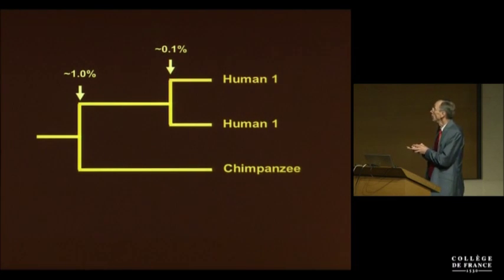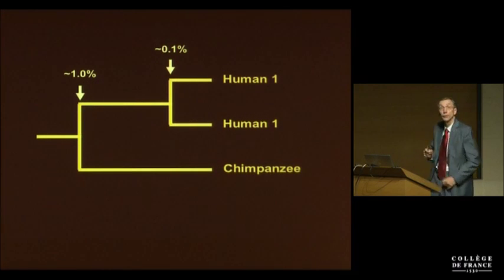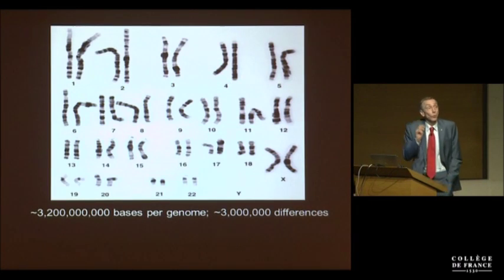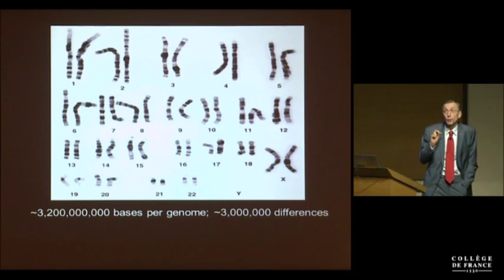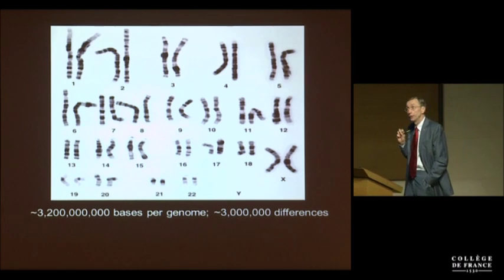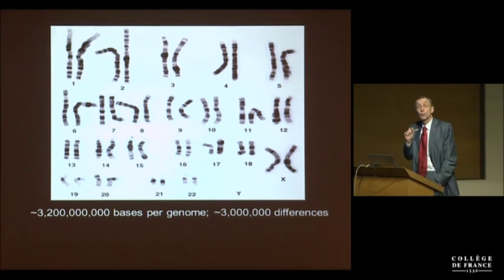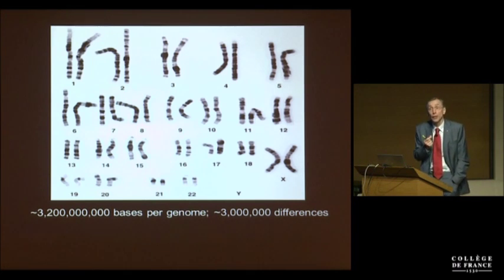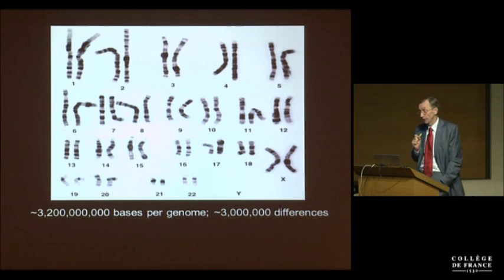If we go to the common ancestor with the chimpanzee, we have about 10 times more differences, so we're much further back in time. And you also know that our genome is about 3 billion such nucleotides. So we have something in the order of 3 million differences between 2 genomes. So there is a lot of variation there to help us reconstruct our genomic history.